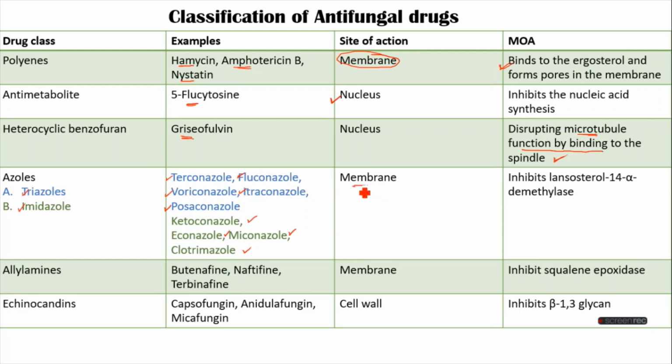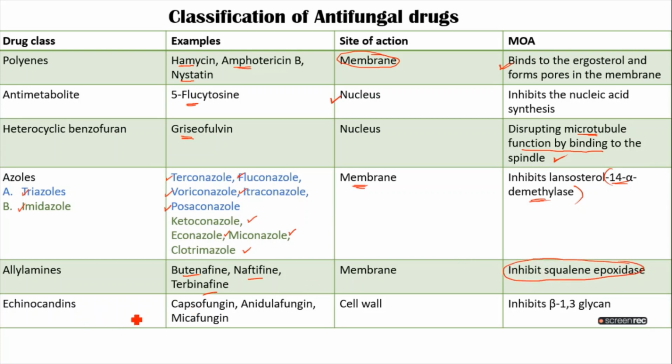These basically act on the cell membrane, inhibiting the lanosterol 15 alpha demethylase enzyme. ये एंजाइम का नाम एग्जाम में पूछता है, 15 alpha demethylase. Okay, in case of allylamines, the drugs are butenafine, naftifine and terbinafine. These basically act by inhibiting an enzyme called squalene epoxidase.